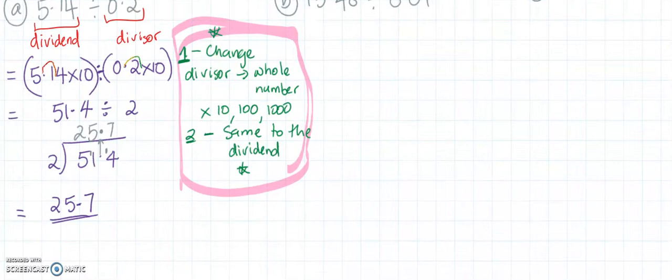You can always check using a calculator. You can check if you've got it correct by going back to our original question, which is 5.14 divided by 0.2, and check if you get 25.7. If I check that, 5.14 divided by 0.2 gives me 25.7. So you know that you've done that correctly.